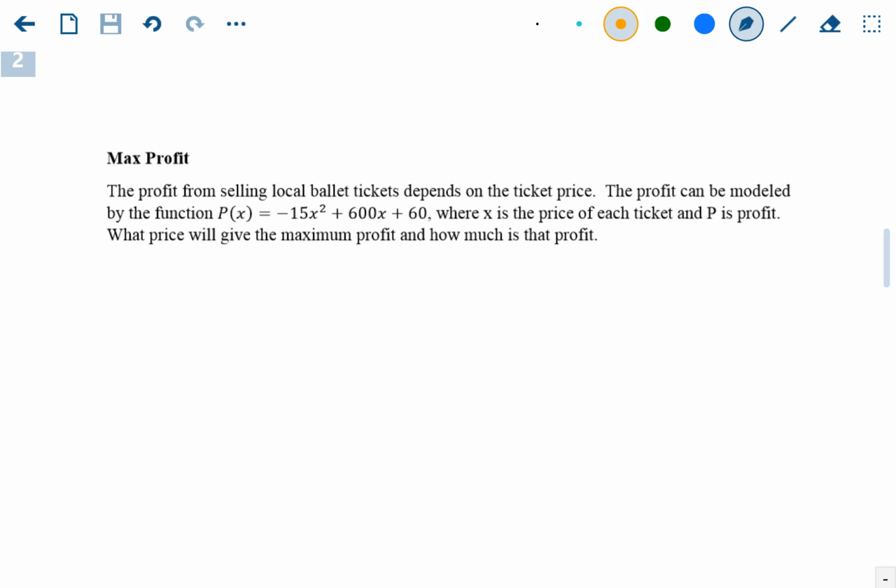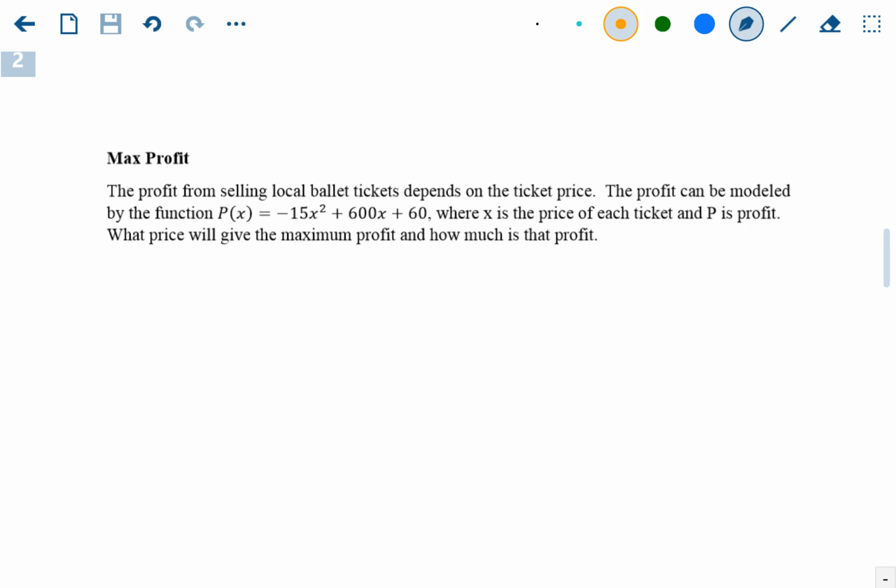Okay, another common type of problem is to maximize profit. Just like maximizing the area or optimizing the area, you're going to be looking for the vertex. The vertex is always going to be the highest point, the maximum. So in some cases, you're going to be just given a profit equation and you're trying to maximize that profit. So this is an example of that.